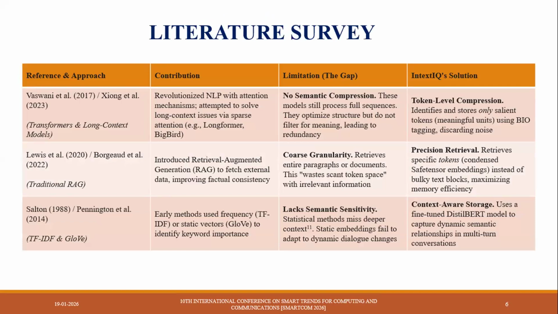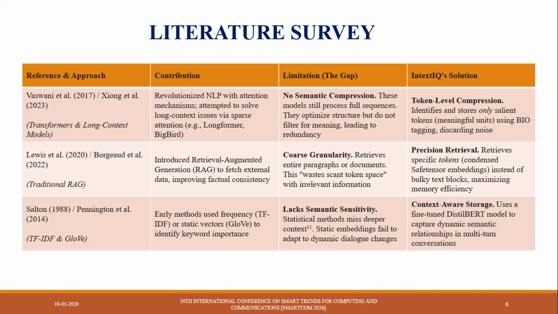Now I will briefly discuss the literature survey and how our work is positioned among existing research. Foundational work by Vaswani and later long context models such as Longformer and BigBird revolutionized NLP through attention mechanisms. While these models attempt to handle longer context using sparse attention, they still process the full sequence and lack semantic compression, leading to redundancy. Retrieval augmented generation models introduced by Lewis improved factual consistency by retrieving external information. However, traditional RAG systems retrieve entire paragraphs or documents, which introduces irrelevant information and wastes token space.